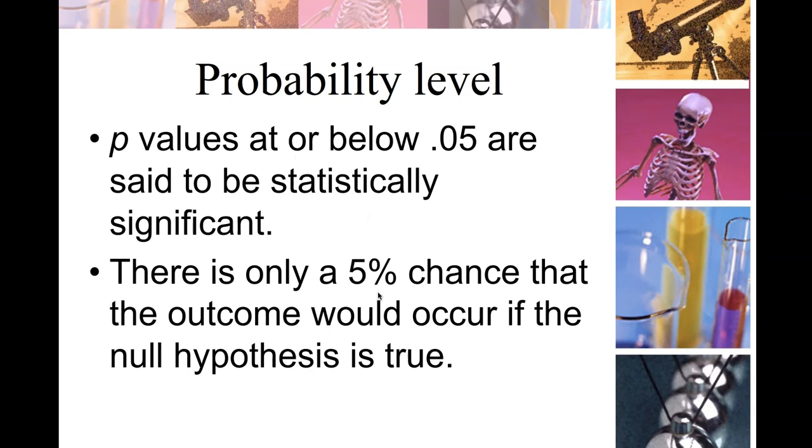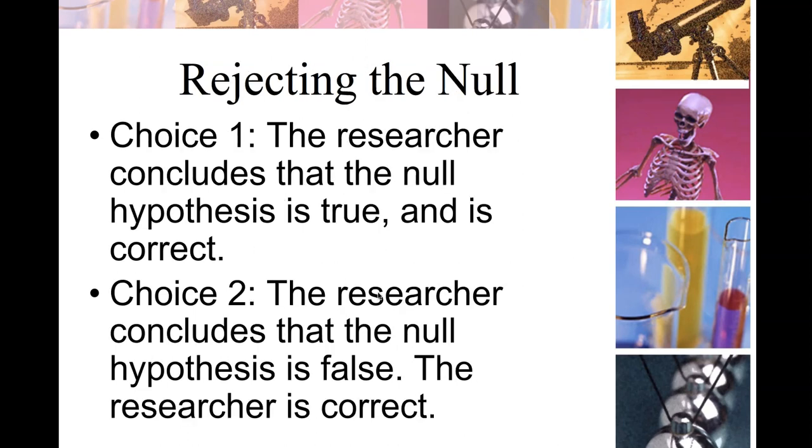All right, so p-values at or below 0.05 are said to be statistically significant. There's only a 5% chance that the outcome would occur if the null hypothesis was actually true, right? So there's only a 5% chance that the null hypothesis is true. We've got a 95% chance that the treatment really did work. Okay.